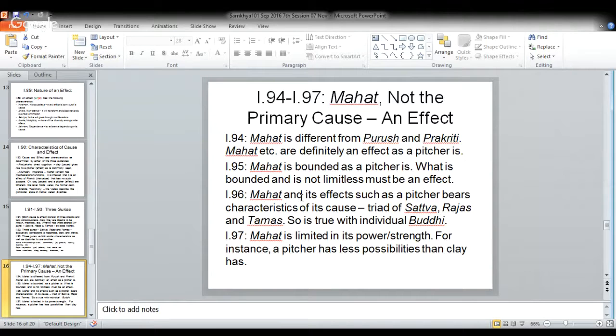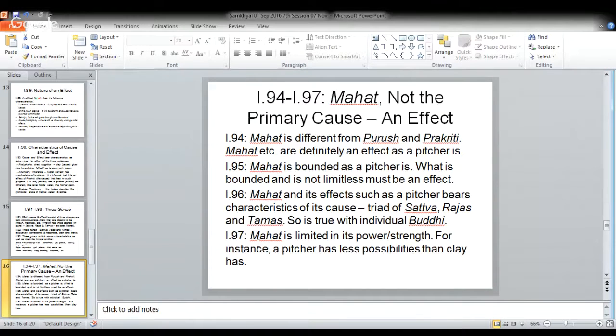1.96. Mahat and its effects, such as a pitcher, bear characteristics of its cause. Like a pitcher has certain characteristics of clay, the same thing is there. Mahat is also exhibiting the characteristics of Sattva, Rajas, and Tamas, which is true of Buddhi. So that must be the characteristics of the Prakriti.